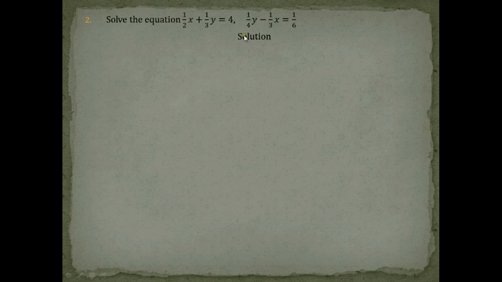Now, if you are to solve this other question right here, we have to solve this one. Now, this is a simultaneous equation involving fractions. It's very simple. The first thing you have to do is to try and convert this equation involving fractions to a linear equation, and we all know how to do that.